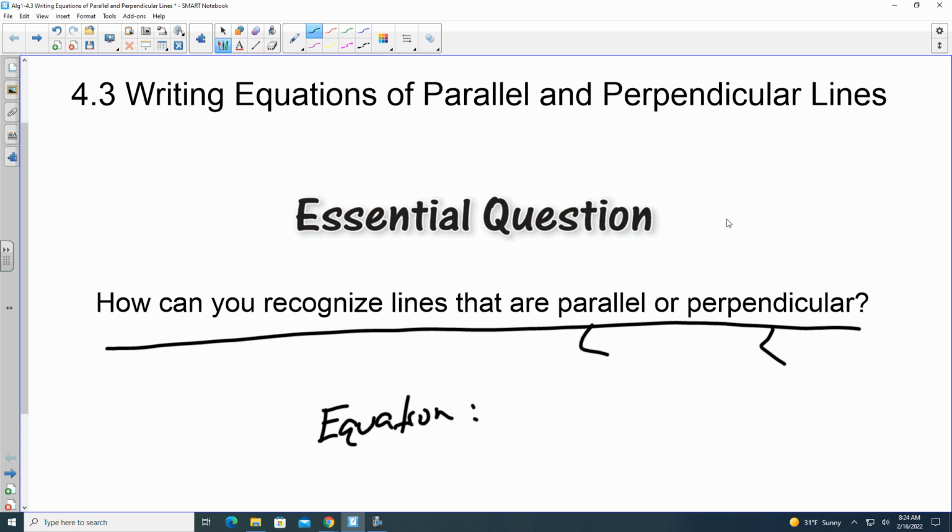The equation form that's going to help us the most is slope-intercept form, y is equal to mx plus b. And the deciding factor if something is parallel or perpendicular is we have to be able to identify the slope of those two lines.